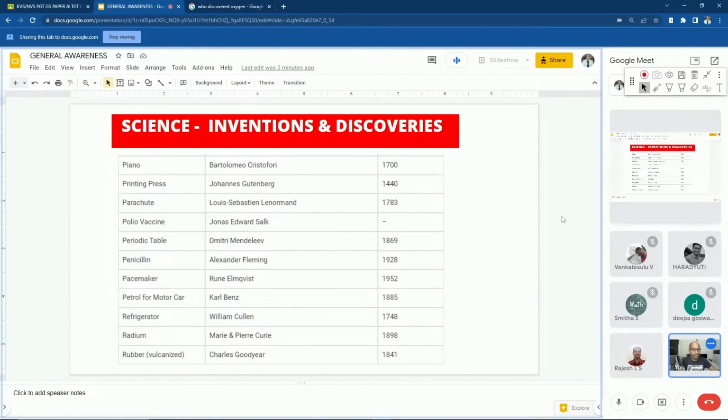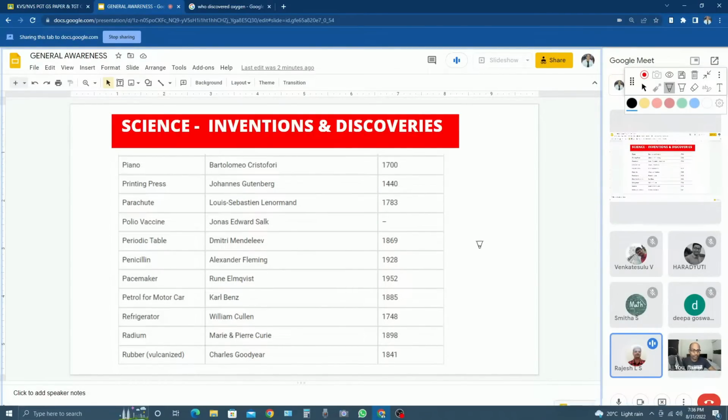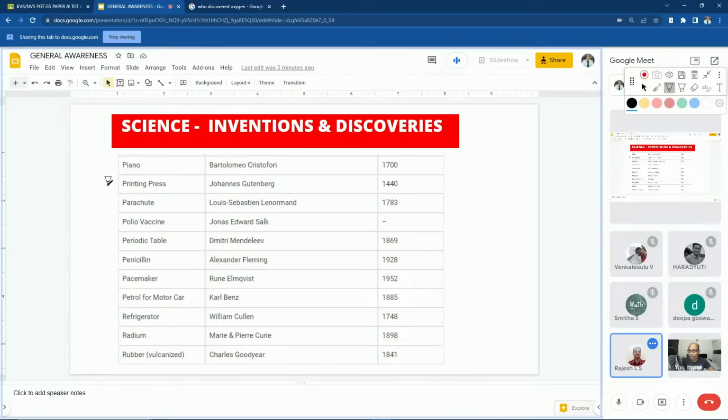Right. Now whose turn is this one? After Smita ma'am? I have to, sir. Rajesh sir. Yes, sir. Piano, Bartolomeo Cristofori. Printing press, John Gutenberg, in 1440. Sir, 1440. Invention or discovery? Printing press? Invention. Invented. It means an instrument. Yes, invented.